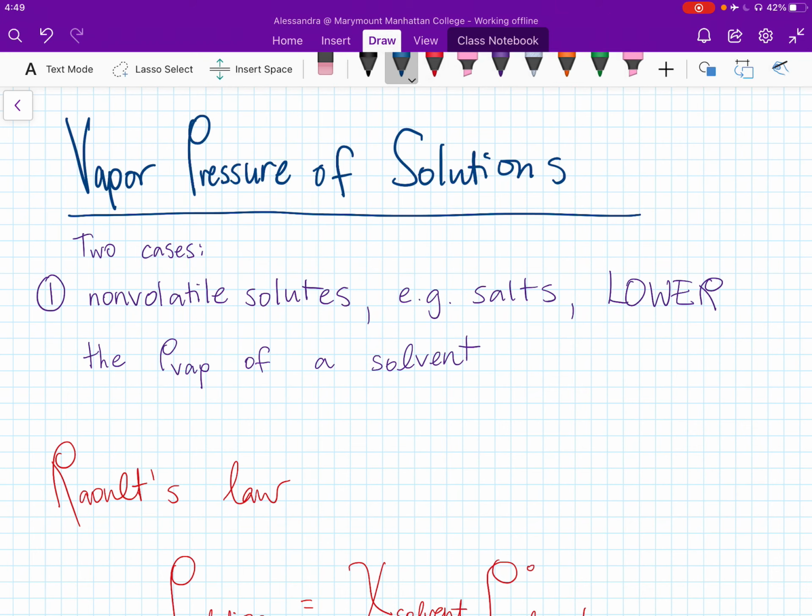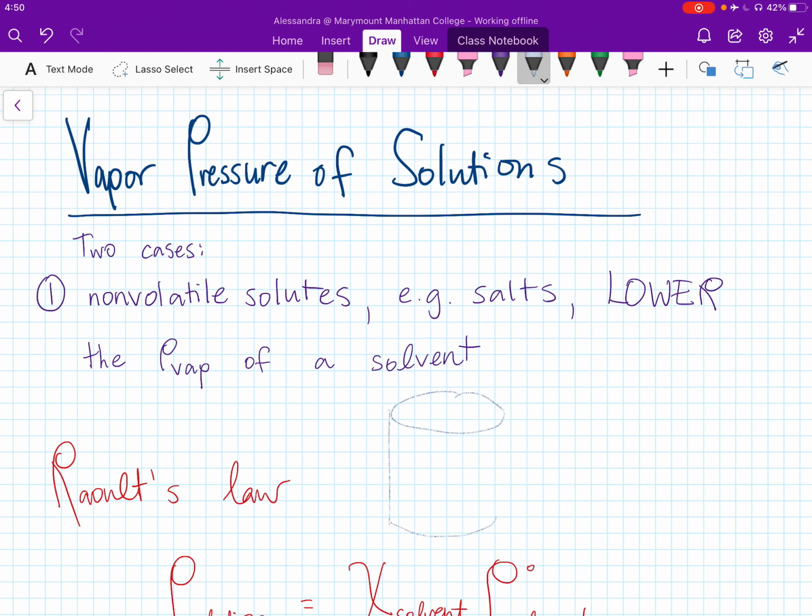Salts, for example, are not going to volatilize into the gas phase. So these would be classified as non-volatile solutes. Whenever you have something like a salt, a non-volatile solute, when you dissolve those kinds of solutes in a solvent, they lower the vapor pressure of the solvent compared with the vapor pressure of the pure solvent. So let's just think for a moment about why.